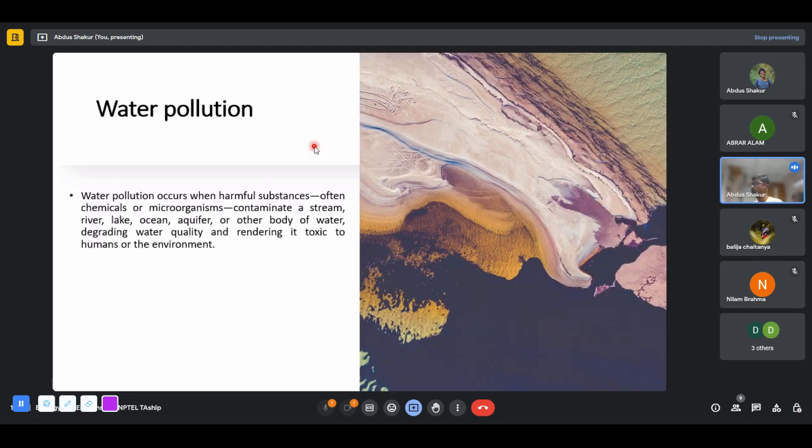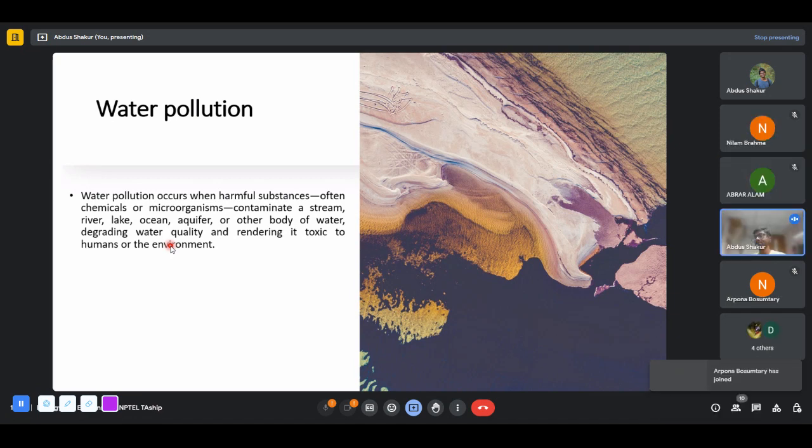So what is water pollution? The whole definition can be anything, but broadly, it talks about a presence of harmful substances. Harmful substances either to humans, to other organisms present in the environment, or to the ones that are dependent on that water. So it majorly refers to some sort of chemicals or some sort of biological entities, mostly microbial fauna or parasites, that contaminate a water body, which can be streams, rivers, lakes, oceans, or aquifers. That eventually degrades the water quality and renders it toxic to humans or the environment. So the water is no longer the water that it used to be because of these harmful substances.